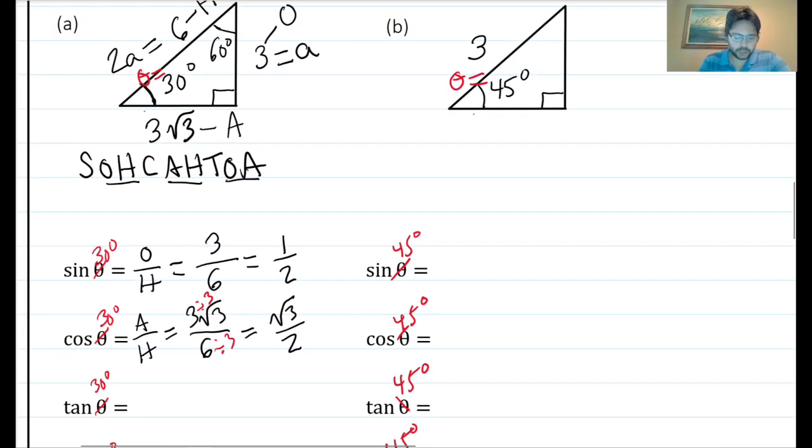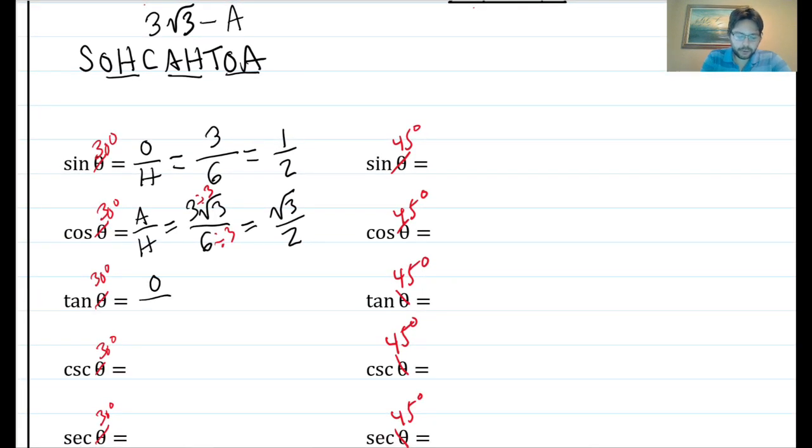Tangent of 30 degrees, tangent is opposite over adjacent. That's the TOA part. Opposite is 3. Adjacent is 3 square root of 3. First off, I know that we can cancel out the 3's. If we cancel out the 3's, we get 1 over square root of 3. And then generally we want to rationalize the denominator, so we want to get rid of the radical. So we're going to multiply by square root of 3, top and bottom.